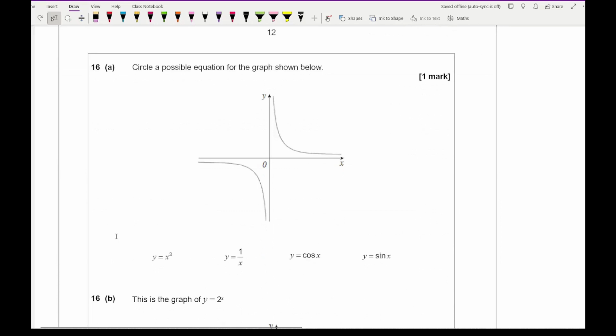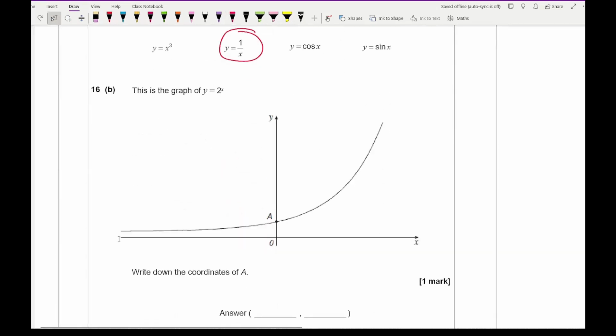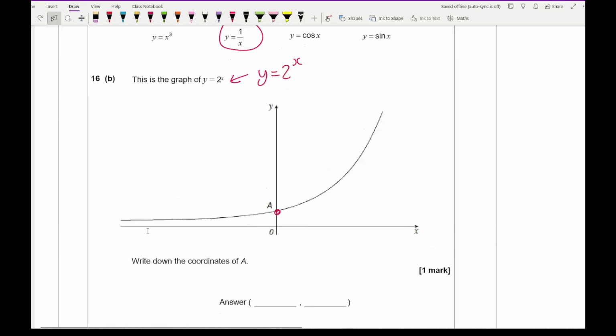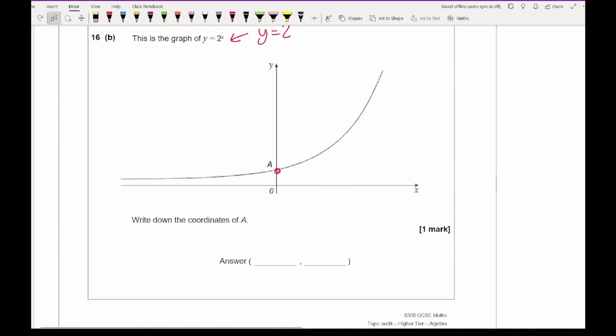Then moving on to question 16a, it says circle the possible equation for the graph shown below. And this is a reciprocal graph, so it's going to be our second option. Then for question 16b, it says this is a graph of y equals 2 to the power of x. And if you're not sure, it's y equals 2 to the power of x, which is an exponential graph. All exponential graphs intercept at (0, 1) unless there's a graph transformation. So this is going to be (0, 1).